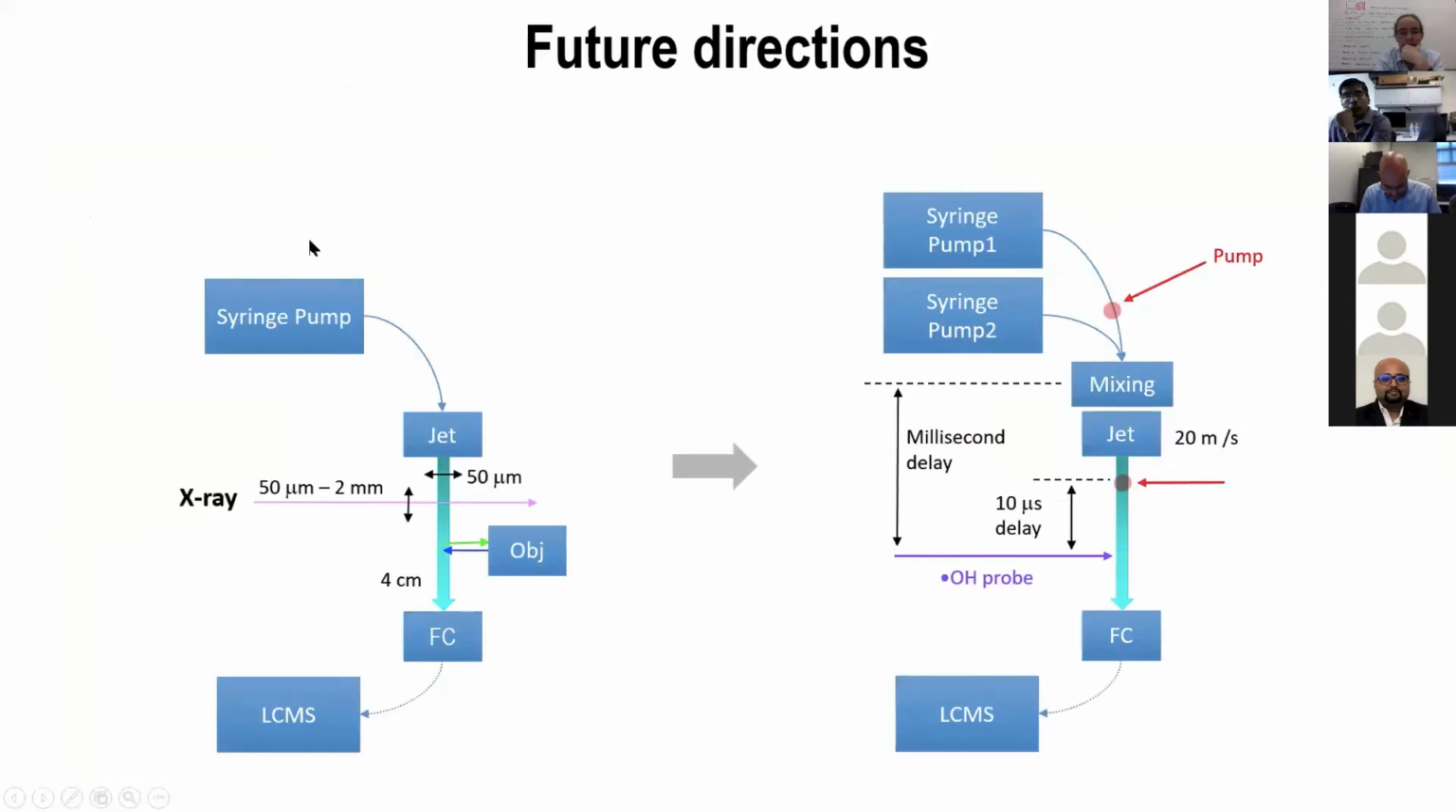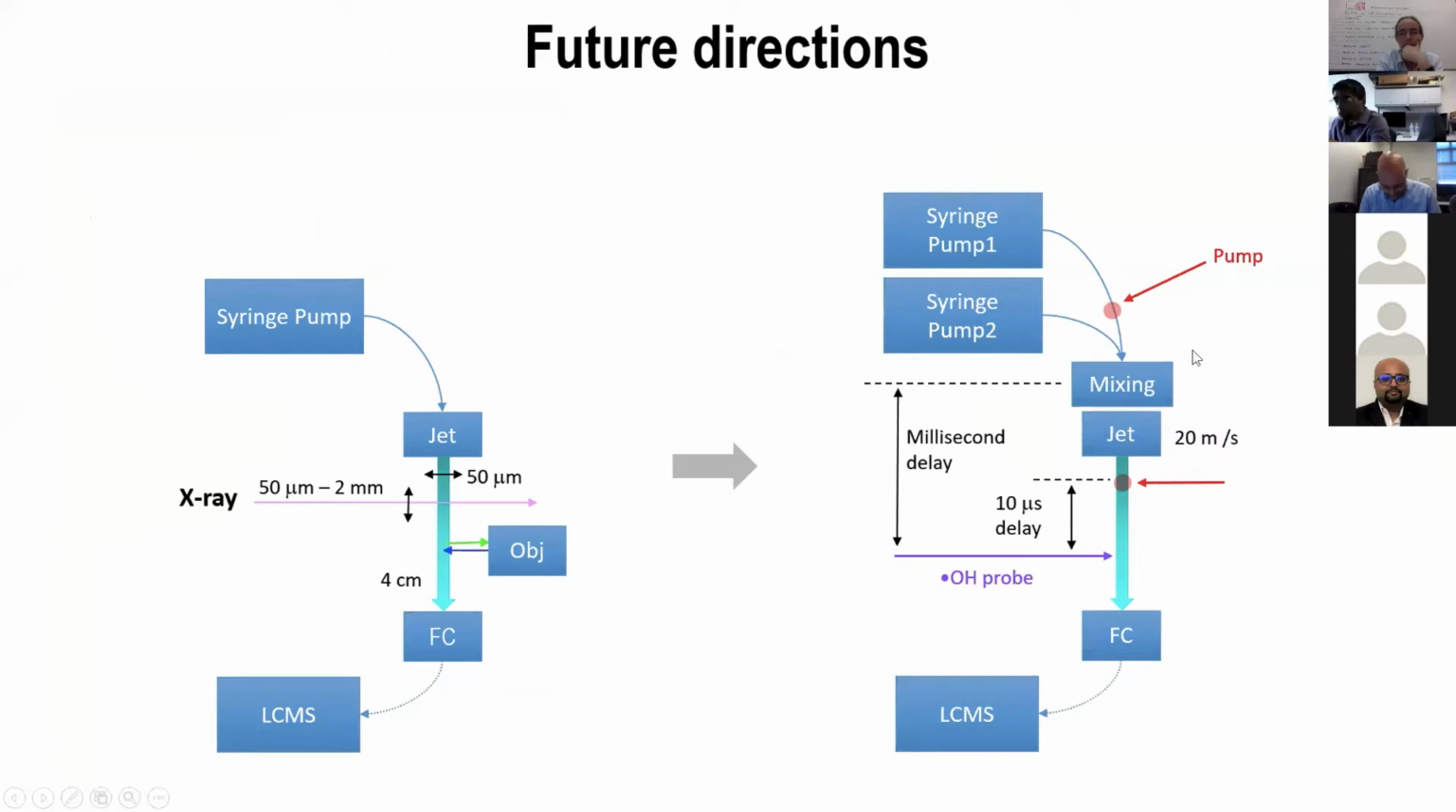The other development we are doing is, so this is the current configuration. We are flowing the sample, we expose, we do a fluorescence of the Alexa after exposure. Another thing we are doing now is mixing. So we have a mixing cell and we mix the sample. And since these jets are very high speed, the mixing delay will be very small.